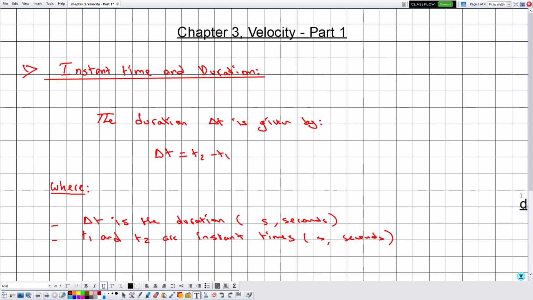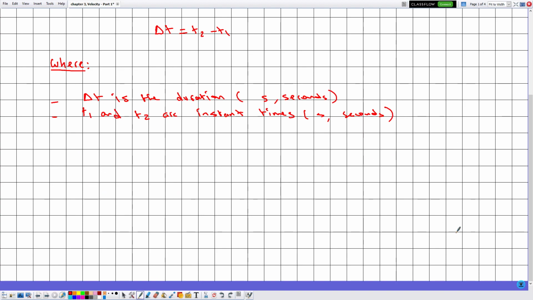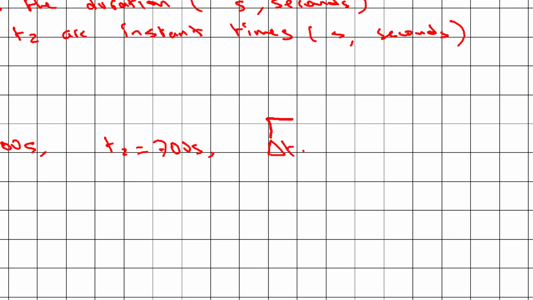Then in order to make this clear, let me consider the following example. So suppose that T1 is given by 100 seconds and T2 is given by 700 seconds. We are asked to calculate the duration delta T. So here, this is a triangle and we name it delta. This is a Greek letter, okay?